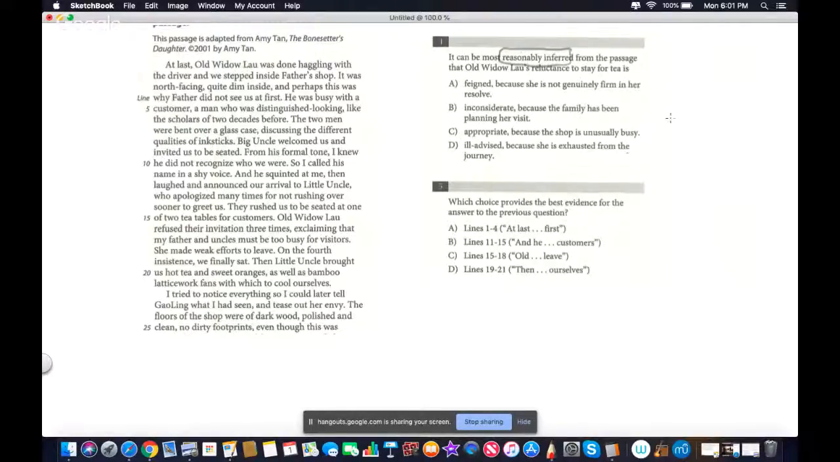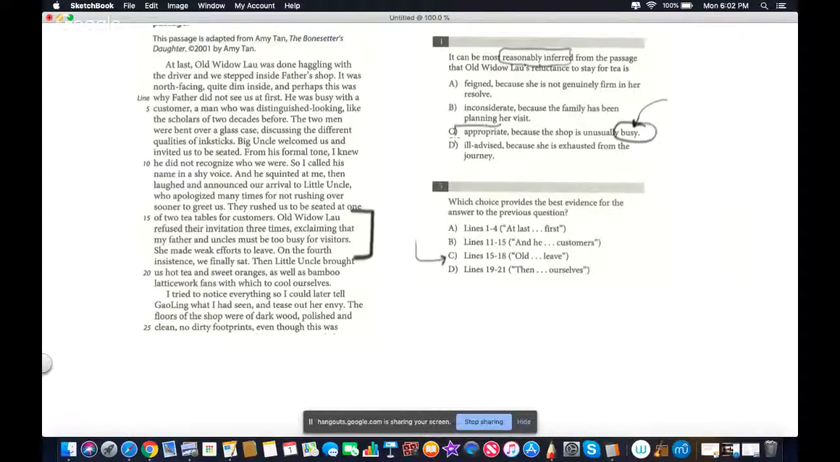So the answer that almost everyone picks is this one, because it says the word busy, and the right evidence actually does mention that word busy. The word busy gets mentioned in 15 to 18, so I'll just bracket that off for you here. That's like from here to like here. Old widow Lau refused their invitations 3 times, exclaiming that my father and uncles must be too busy for visitors. And now you're definitely going to see why busy makes sense here.